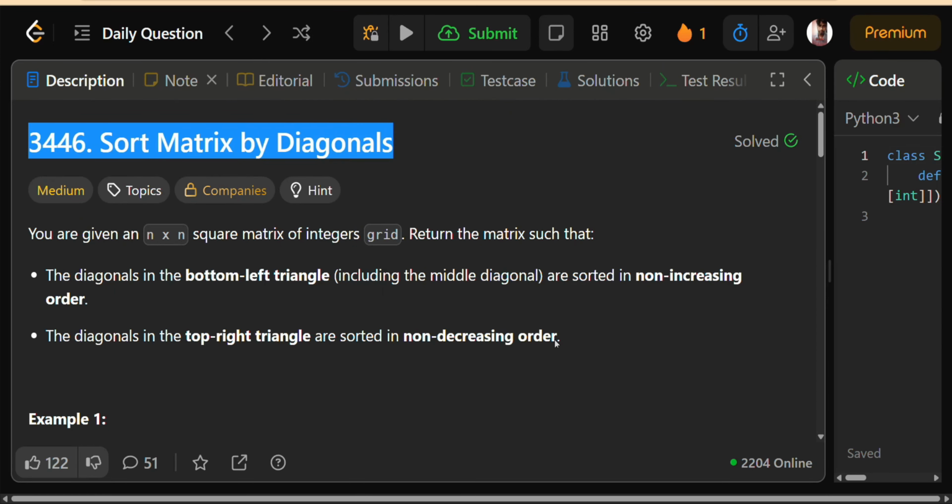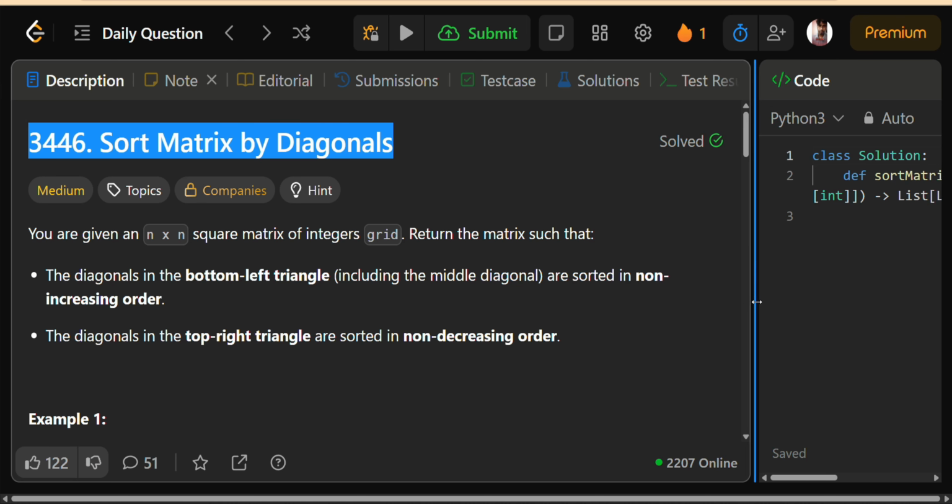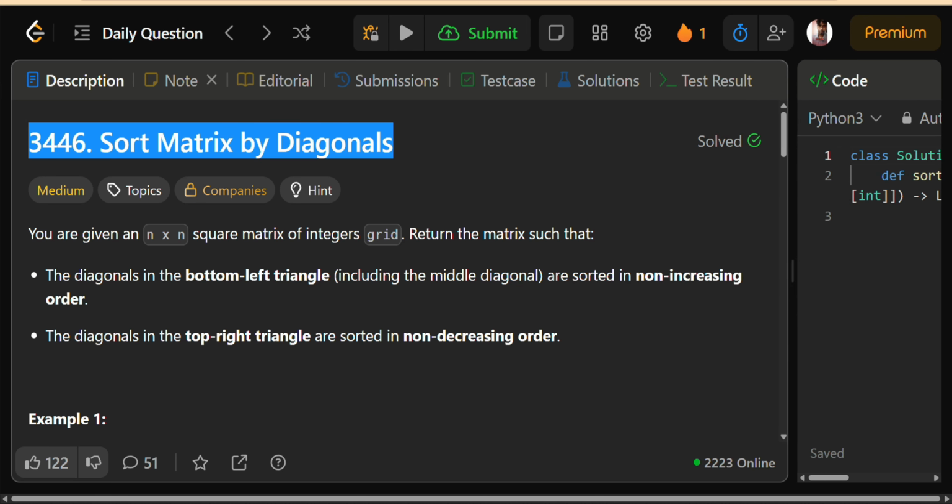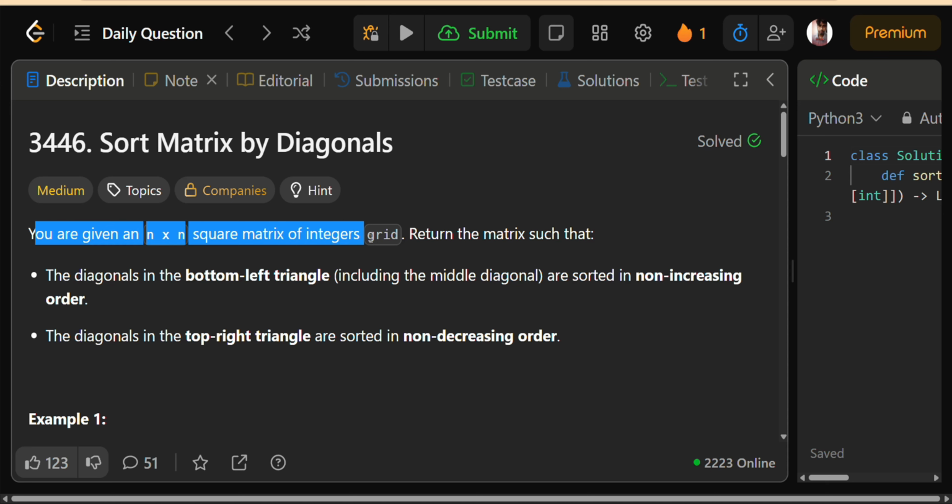By the end of this video, you'll have a crystal clear understanding of how to approach and solve this kind of problem. We're given a square matrix of integers, and our task is to sort its diagonals with two conditions. The diagonals that belong to the bottom left half of the matrix, including the main diagonal, need to be sorted in non-increasing order, that means descending order. Meanwhile, the diagonals that belong to the top right half of the matrix should be sorted in non-decreasing order, that means ascending order. So in short, depending on where the diagonal starts, we apply a different sorting direction.